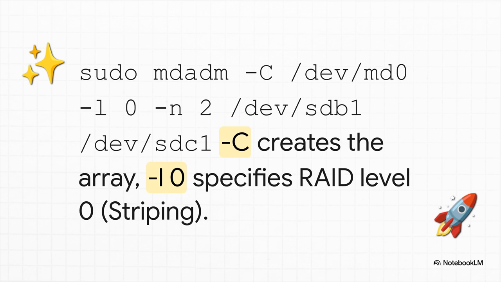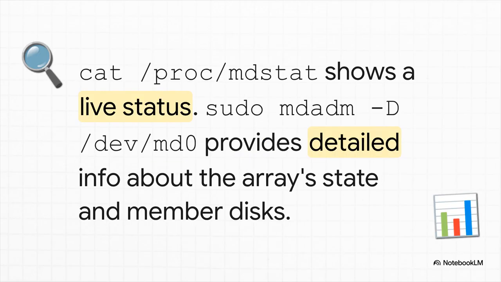/dev/md0 is what we're going to call our new RAID drive. -l0, that's the key part. It means level 0, which is the super fast striping we want. And -n2 just tells it we're using 2 disks. Then you just list the partitions you prepped earlier. See? Not so bad. So you hit enter.